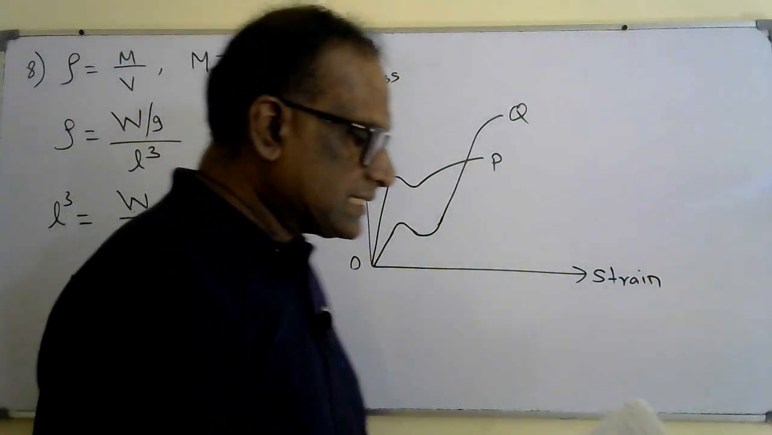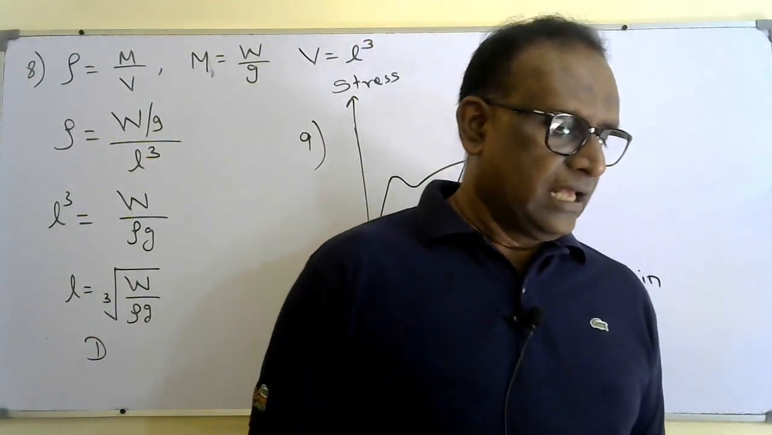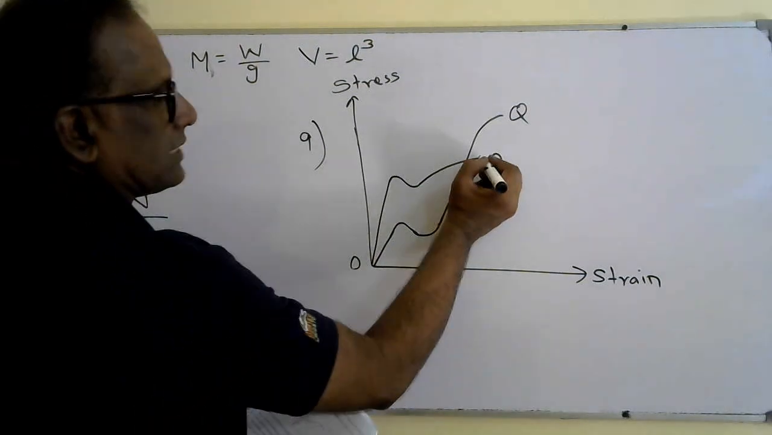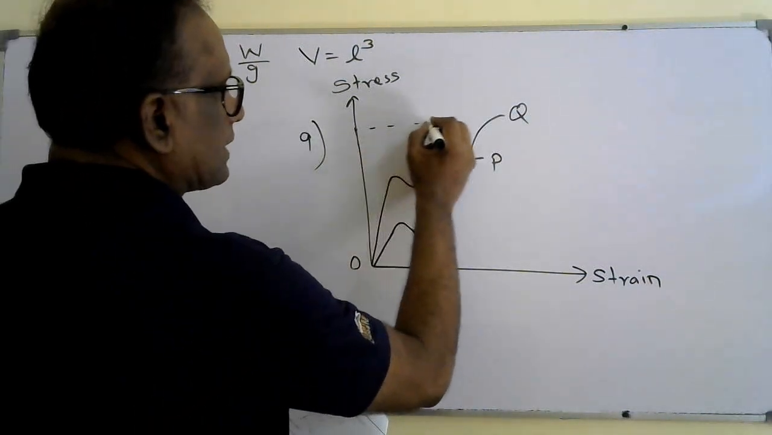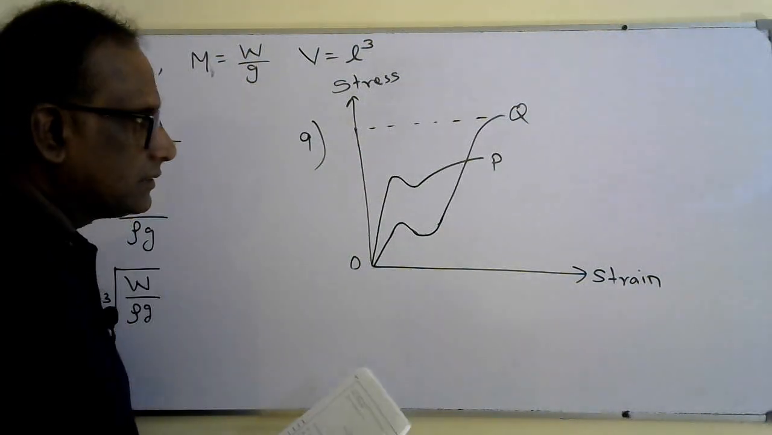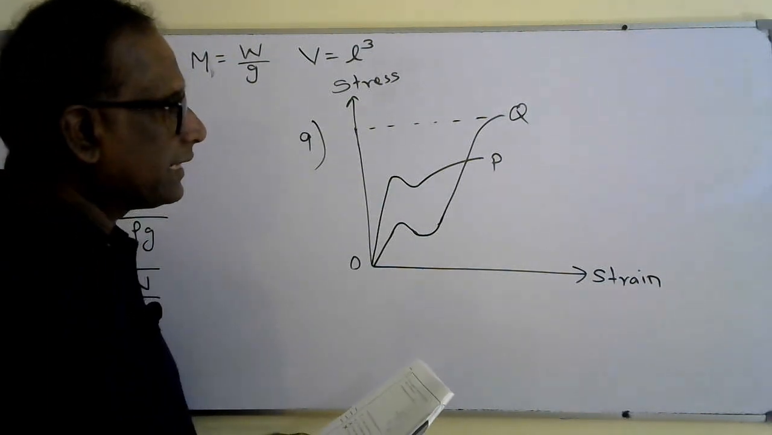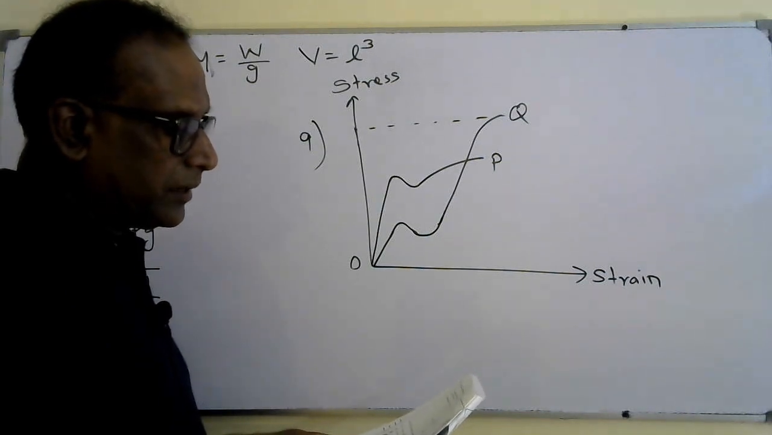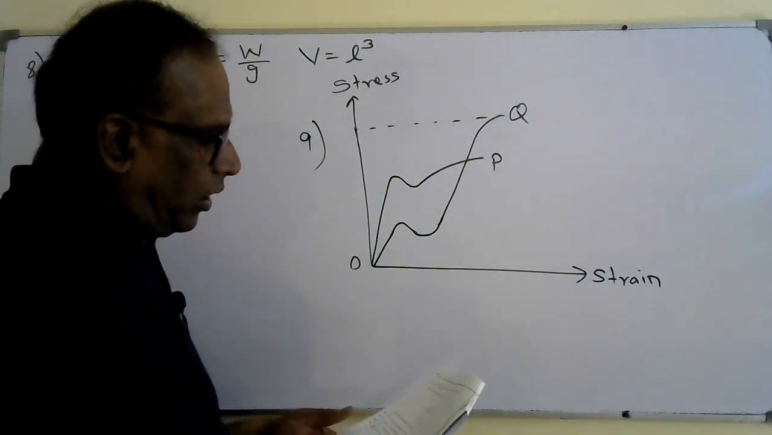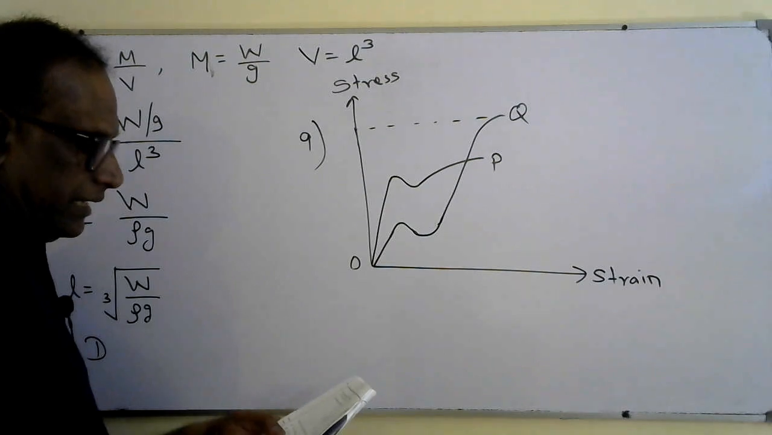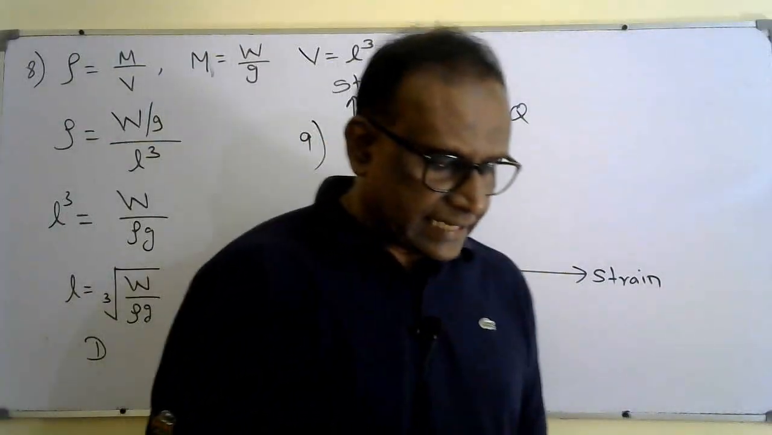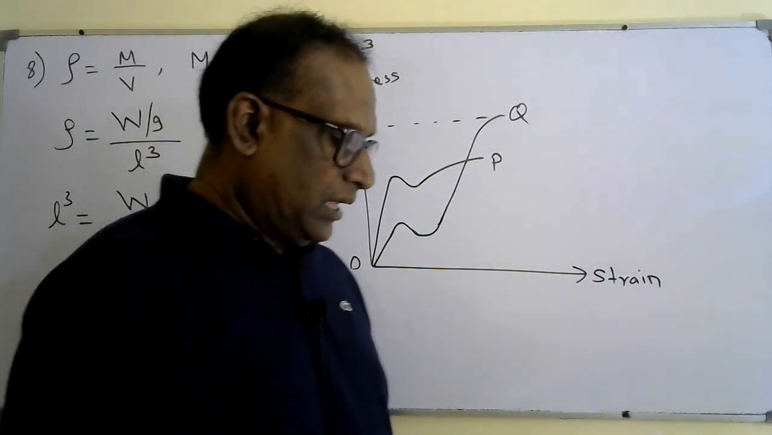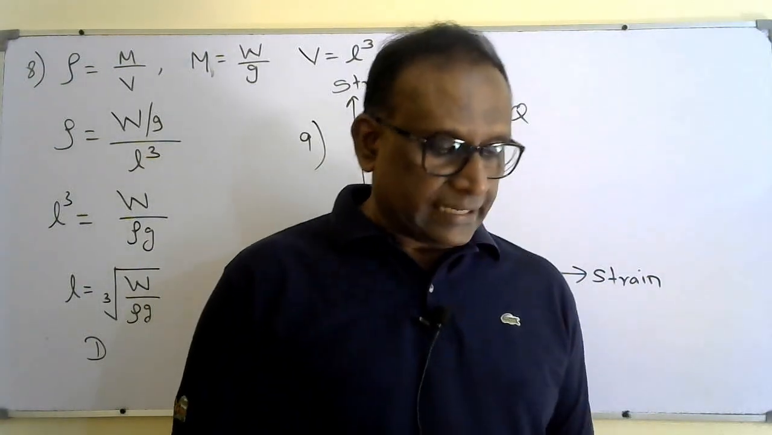Which of the following statements is correct? P has greater breaking stress than Q. You can see that's wrong. Q has the greater breaking stress, so that statement is wrong. Then, P has greater breaking strain than Q. That also is wrong, you can see the strain is more for Q.